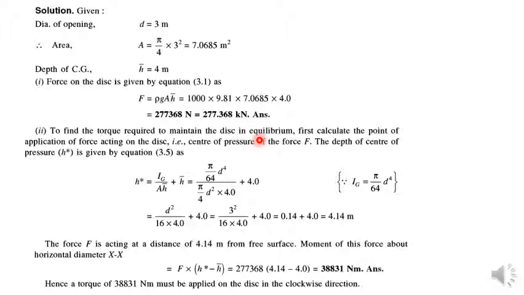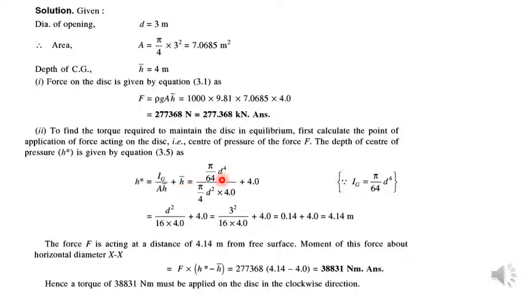If the center of pressure is known to you, then the moment of the forces about this center of pressure is going to maintain your disc in equilibrium. So if the center of pressure needs to be determined, its equation is with you. What is the extra parameter that needs to be calculated here to determine the center of pressure? It is Ig, the moment of inertia about the centroidal axis.